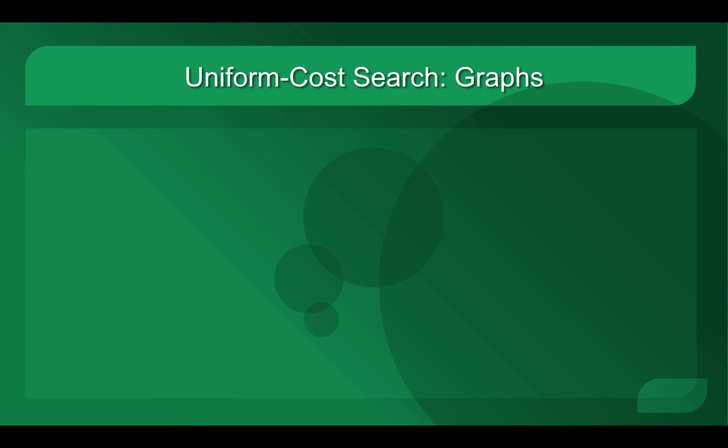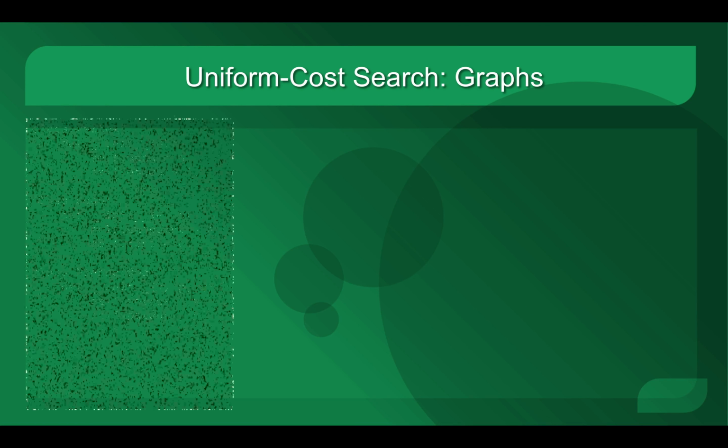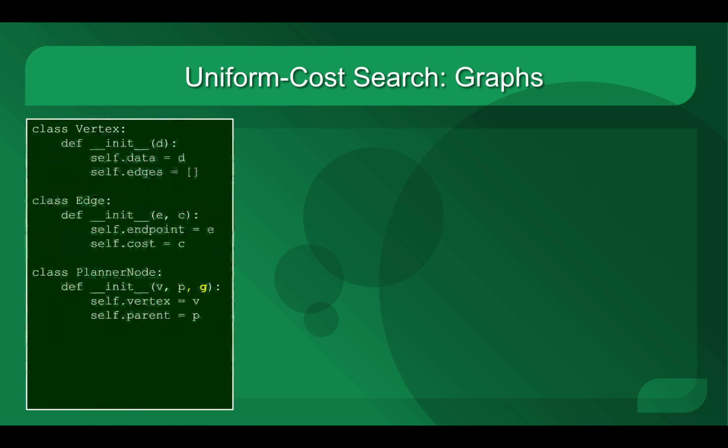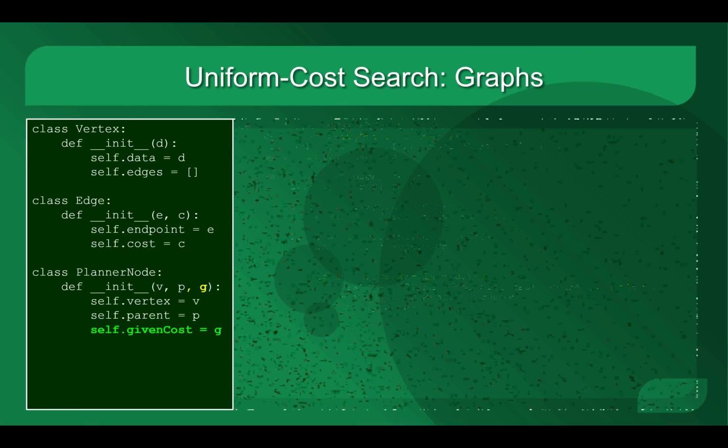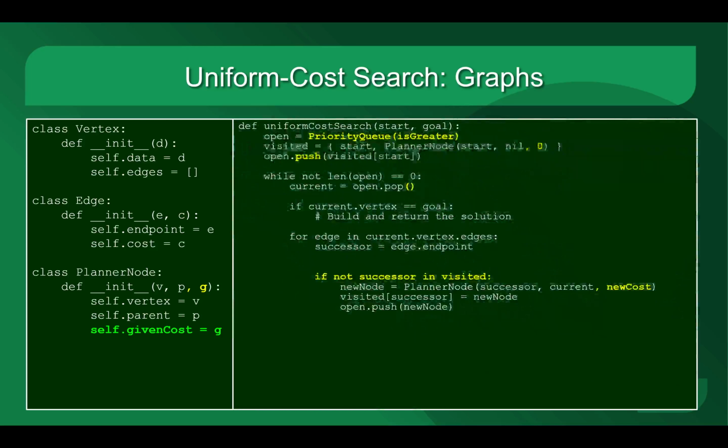So let's take a look at some more pseudocode. Let's start by looking at our planner node class. The biggest difference here is that now we have a given cost which we need to calculate and store within the planner node. If we look at our algorithm, we're going to start from a breadth-first search because this is based on a breadth-first search. But we're going to make some modifications so that we can use a priority queue. You can see the changes highlighted in yellow.